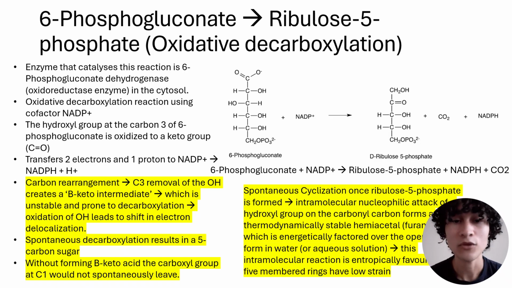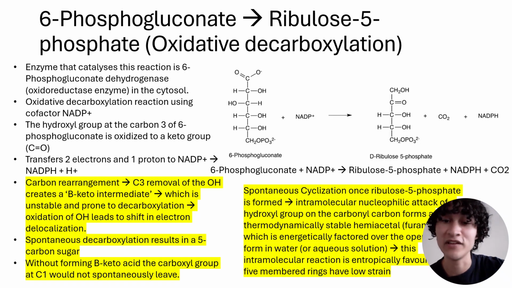Now, when you get the formation of ribulose 5-phosphate, you also get spontaneous cyclization, because entropically it favors being in that cyclic ring, and that's because there's an intramolecular nucleophilic attack. There's a hydroxyl group on that phosphoric acid group at the N-terminus that's going to attack that newly formed carbonyl group, or ketone group, if you like, and it's going to essentially fold in on itself and form this cyclic ring. And that is essentially the formation of our 5-carbon ring.